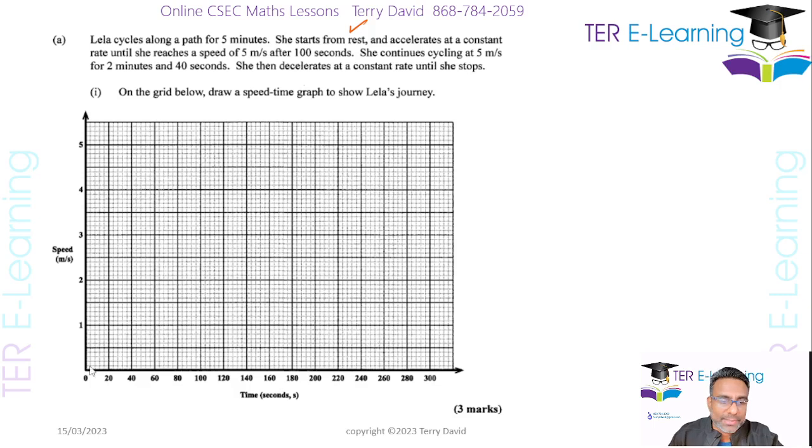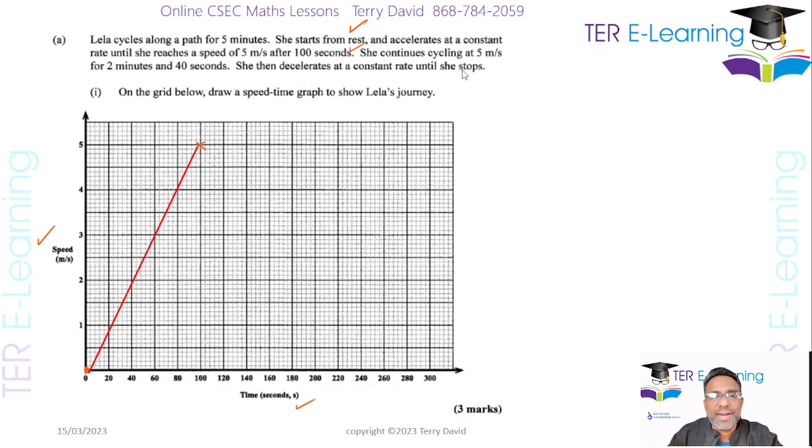She starts from rest. That tells us she's starting from here. If you notice, we have speed and we have time, but the time here is in seconds. She accelerates at a constant rate until she reaches 5 meters per second in 100 seconds. So this here represents 5 meters per second, 100 seconds. Now, constant acceleration simply means that it is going to be a straight line in that region. So I'm going to draw a line from here to here, because they want us to draw the graph. That's the first stage of this journey, a constant acceleration, so we've taken care of that.